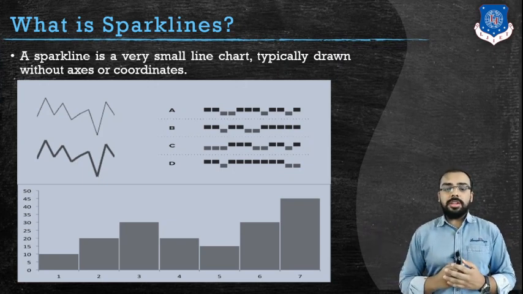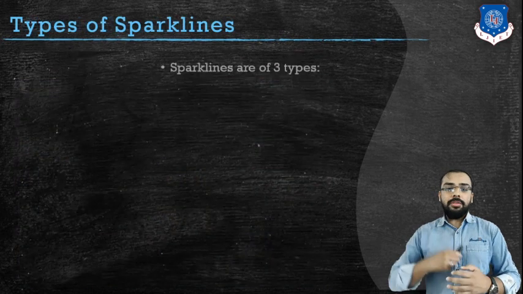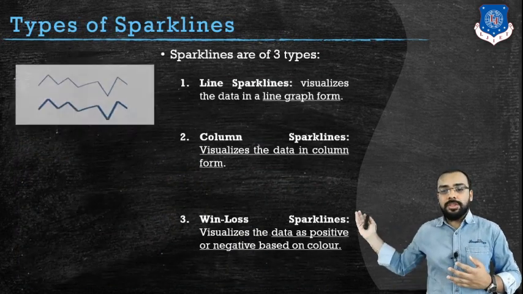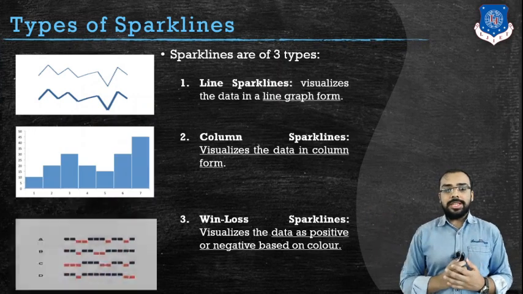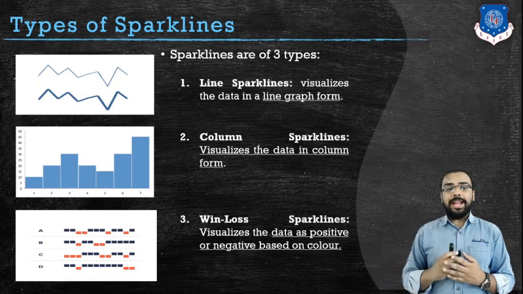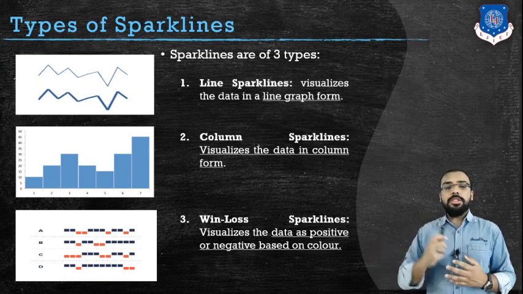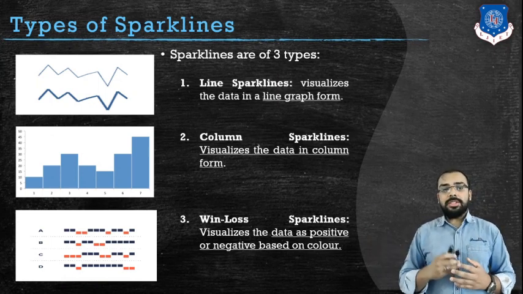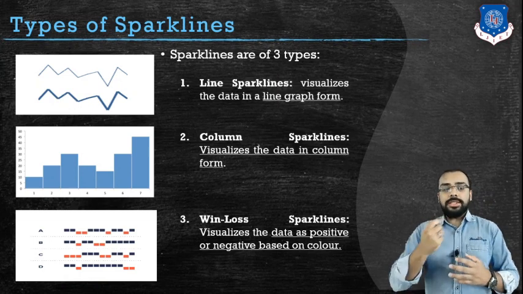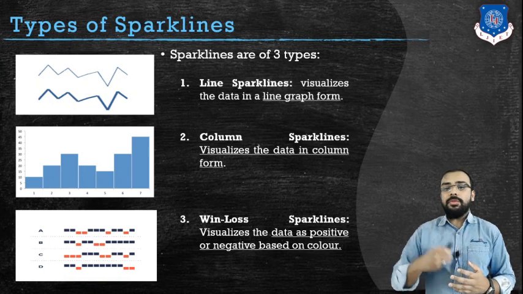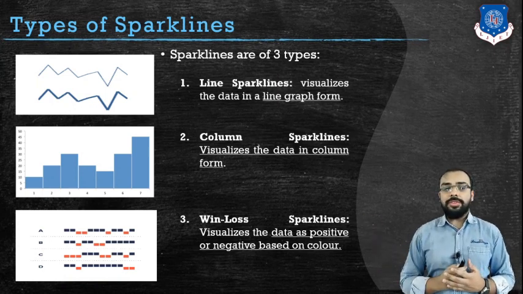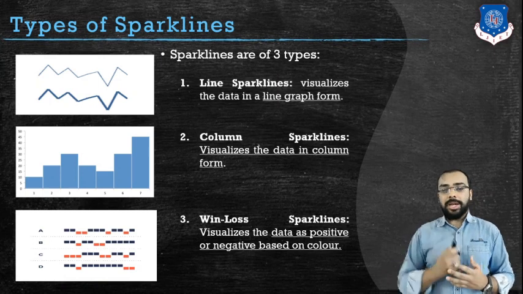Now let us discuss the different types of sparklines. Basically there are three different types: the first is line sparklines, the second is column sparklines, and the third is win-loss sparklines. First, let us discuss line sparklines. It visualizes the data in the form of a line graph. The first figure depicts the line sparklines.